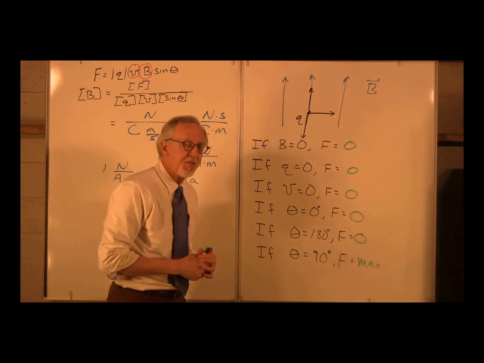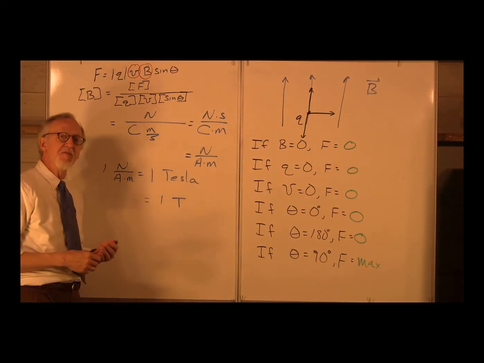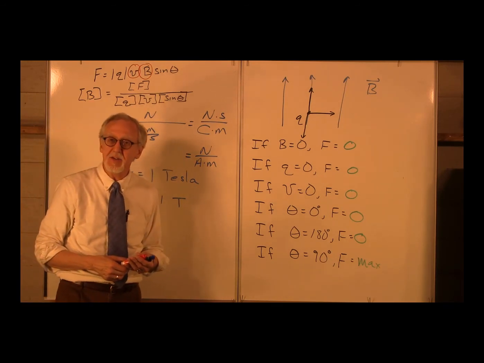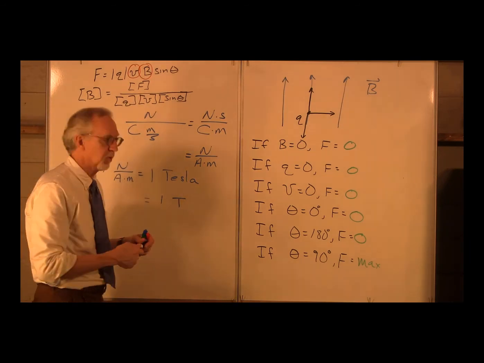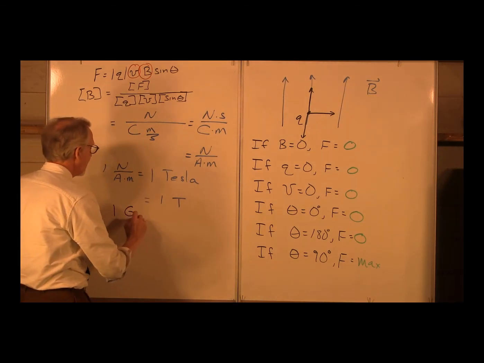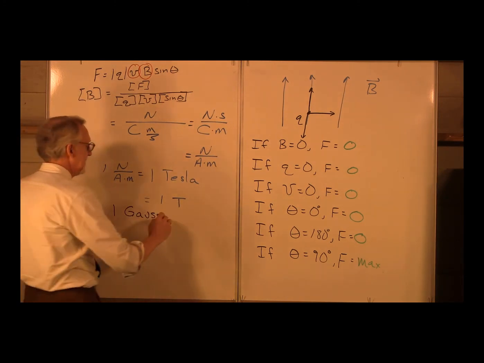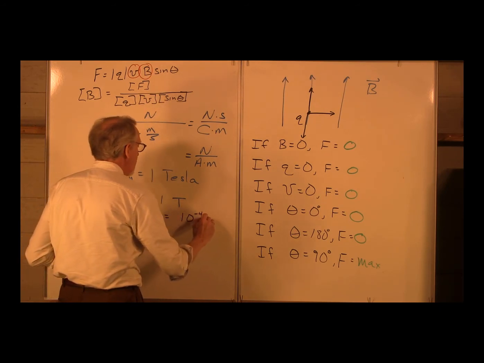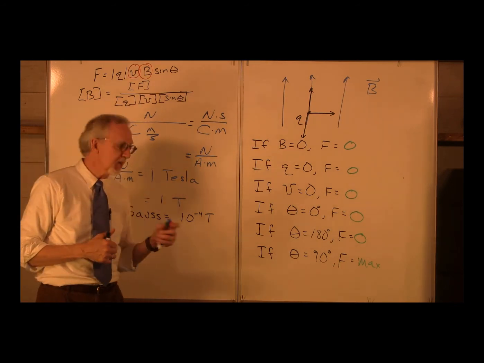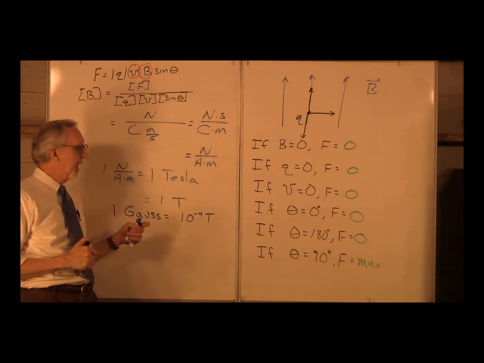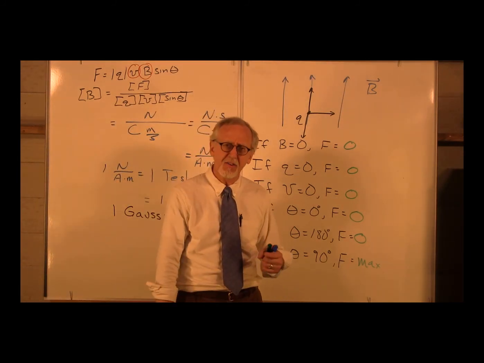Let me just mention one more thing before we move on, and that is, let me come back to this unit here. The Tesla is a very large unit for magnetic field. Sometimes a smaller unit is used, and that is called the Gauss. 1 Gauss is much smaller than a Tesla, and it's actually equal to 10 to the minus 4 Tesla. So it's a much smaller value. But because Tesla is such a big magnetic field, Gauss are often used to measure ordinary magnetic fields.